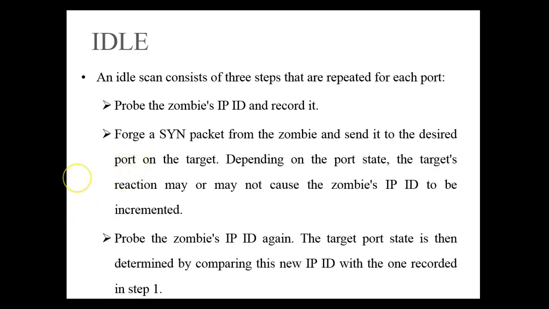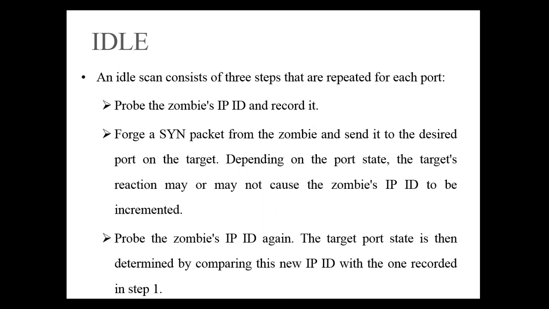An idle scan consists of three steps that are repeated for each port. First, probe the zombie's IP ID and record it. Second, forge a synchronize packet from the zombie and send it to the desired port on the target. Depending on the port state, the target's reaction may or may not cause the zombie's IP ID to be incremented.